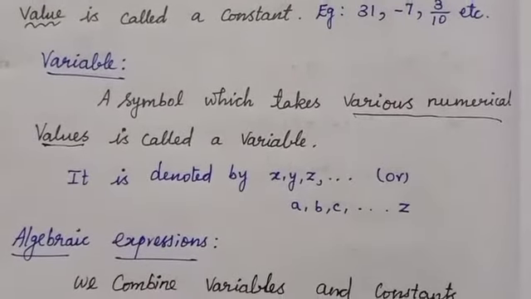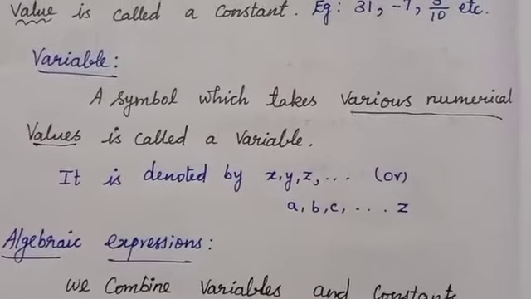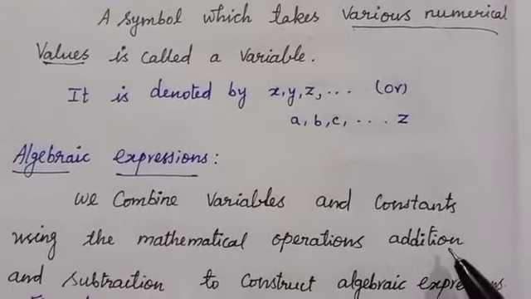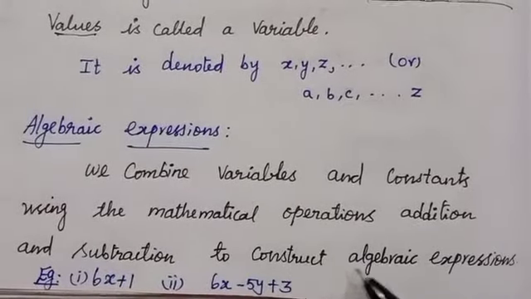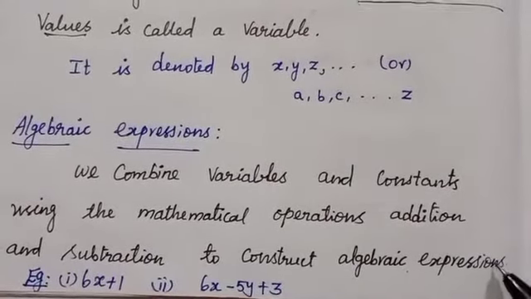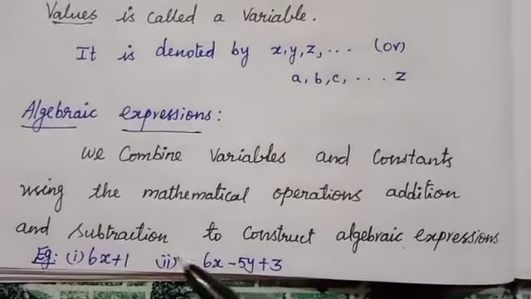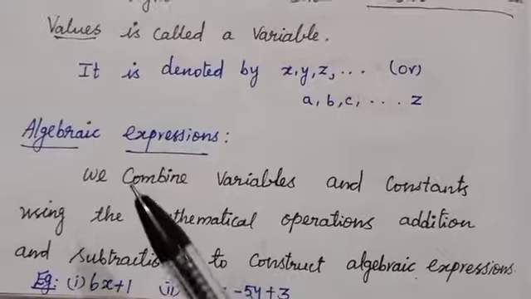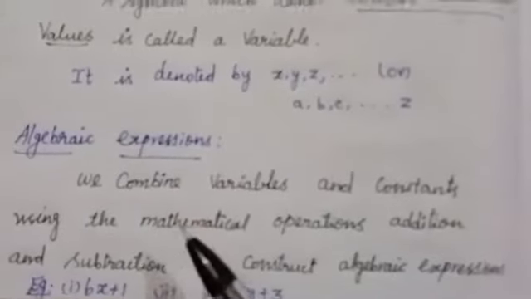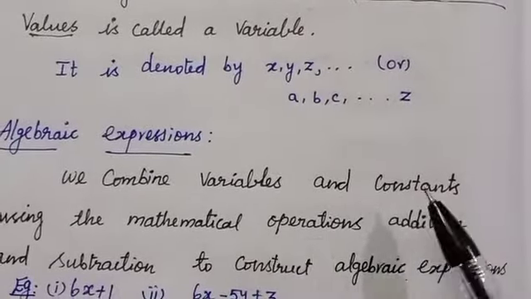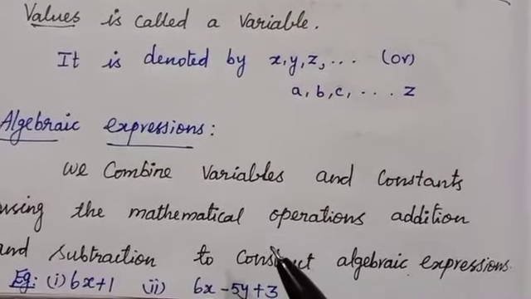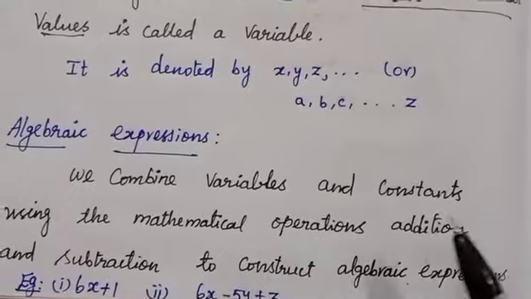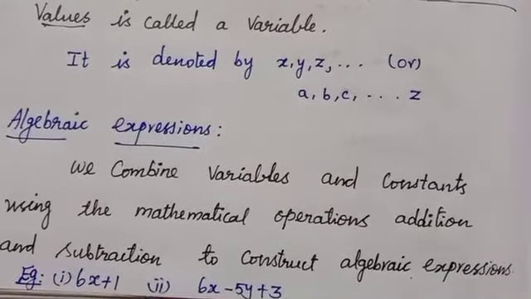Next, algebraic expression. We combine variables and constants using the mathematical operations addition and subtraction to construct an algebraic expression. Example: 6x plus 1, 6x minus 5 plus 3. We use addition and subtraction to separate the terms.